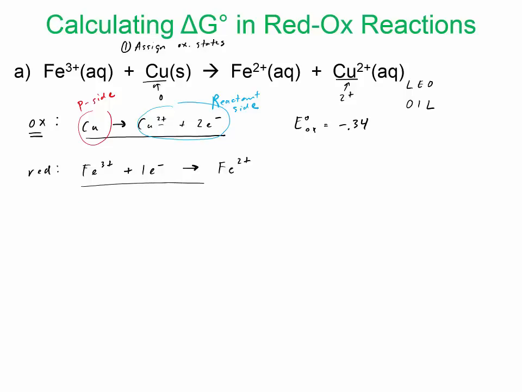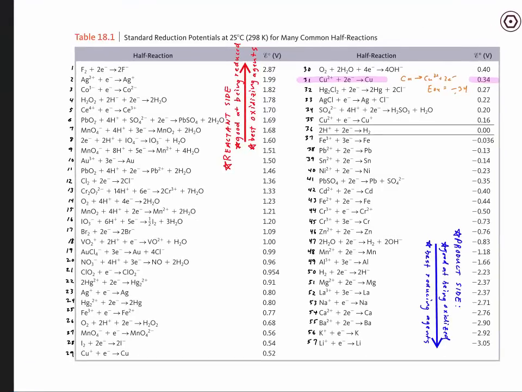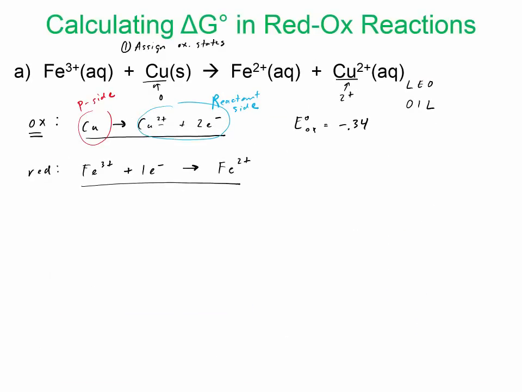And for our reduction reaction, we need to find this on our table. So Fe3 plus making Fe2 plus ions. Well, I know this is going to be negative, and to get a positive E cell, it has to be higher than negative 0.34. So it can't be one of these. So I know I need to start looking over here, and I believe this is it right here, number 25. Okay, so it's a positive 0.77. So this is E red is positive 0.77.